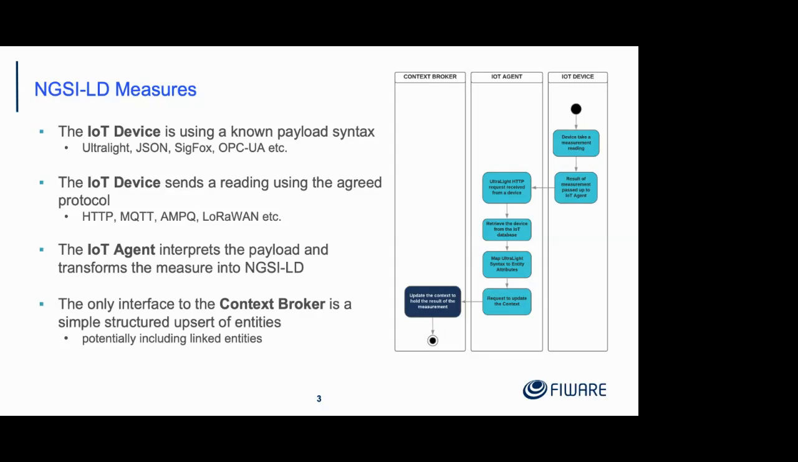So this is the interface between something non-NGSI and something NGSI-LD and the context broker. It's the barrier between the two. You can see that that's also going to be the case with your legacy systems. The IoT agent interprets it, transforms it into a measure, and pushes it up in NGSI-LD.